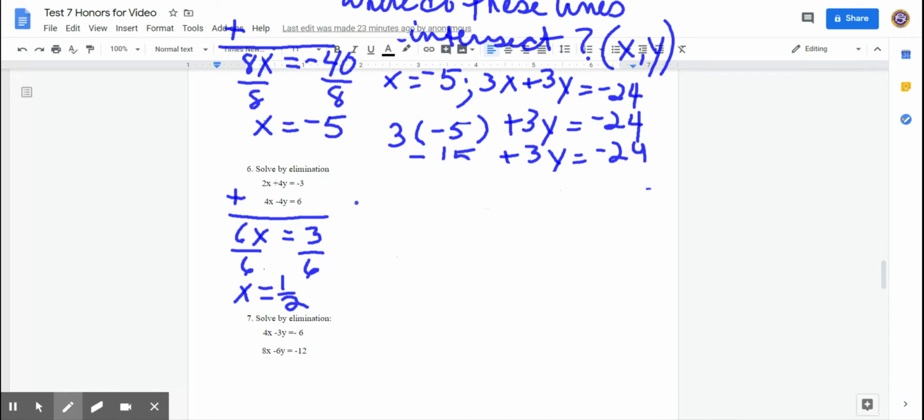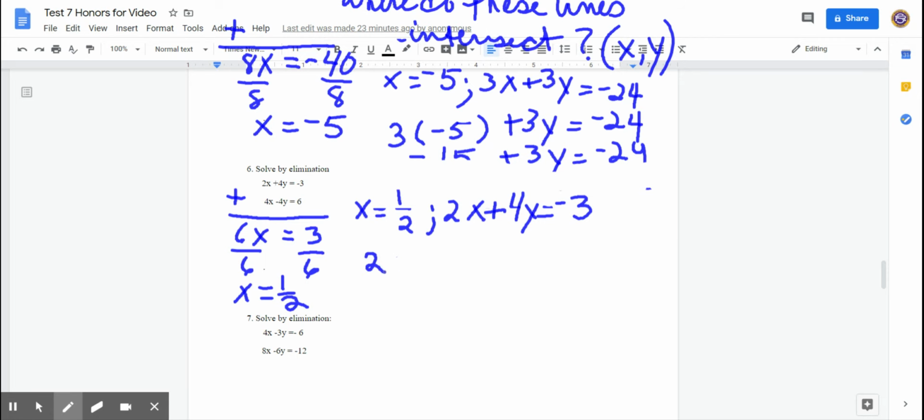Now we know what x is. We have to find what y is. I would choose that first equation. Again, you can choose the second one. It's the same point of intersection on both lines, so it doesn't matter. And now we're going to substitute.